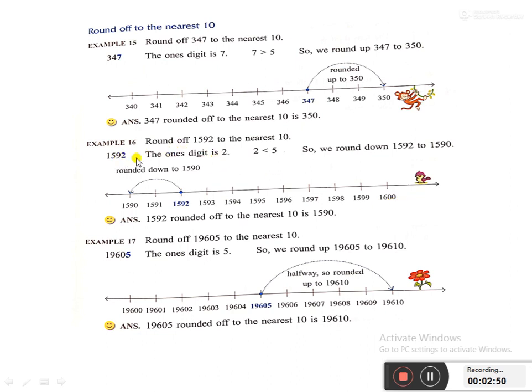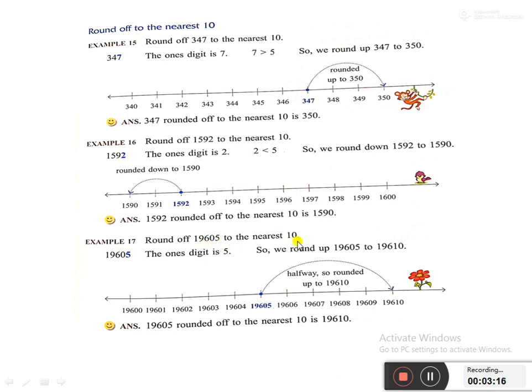Now you see the question. As a ones place, what is the number? 2. 2 is less than 5, so this is round down. So 1592 is nearest to 1590. So the answer is 1592 rounded off to the nearest 10 is 1590.